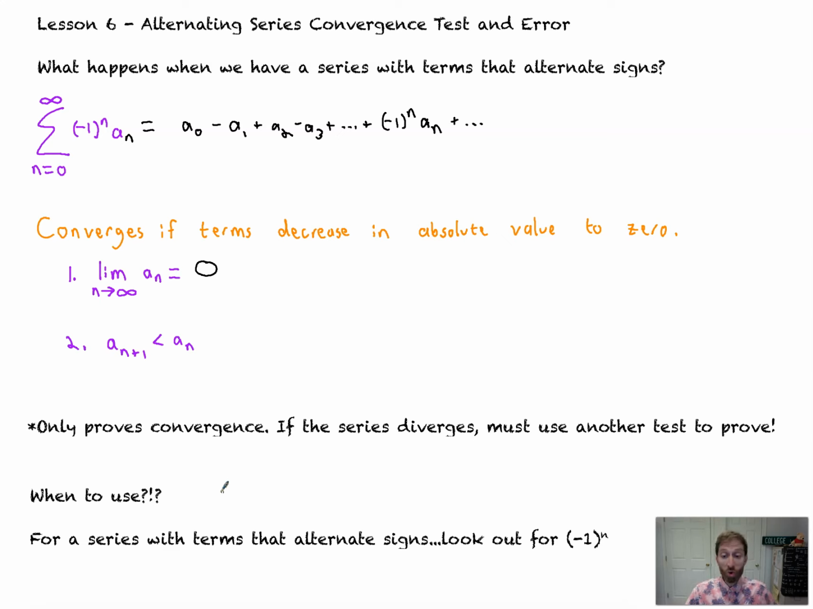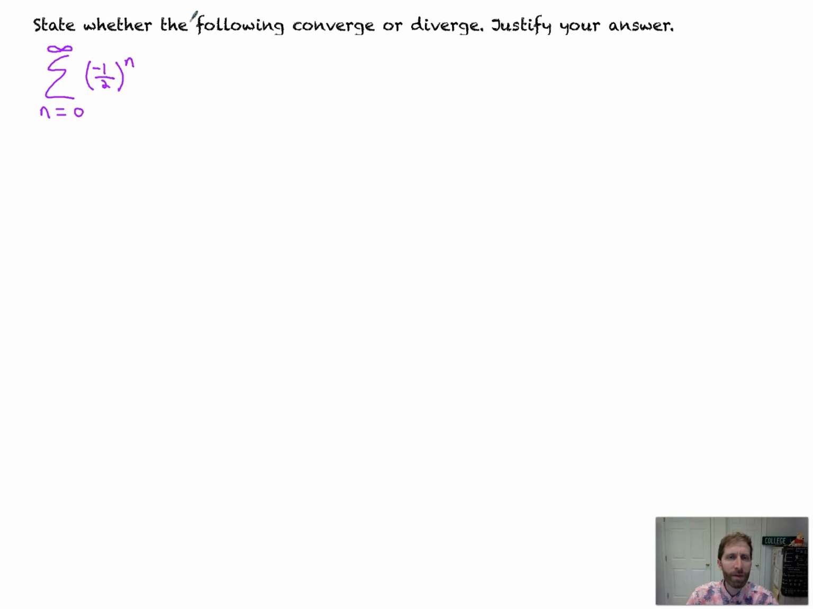Now, when do we use this? Well, we use it for a series with terms that alternate signs. Look out for that -1 to the n, or when you expand out a series, look out for the signs to switch positive to negative, or vice versa. All right, without any further ado, let's do one. State whether the following series converge or diverge, and that's for the remainder of these. Justify your answer. Don't mind if we do.